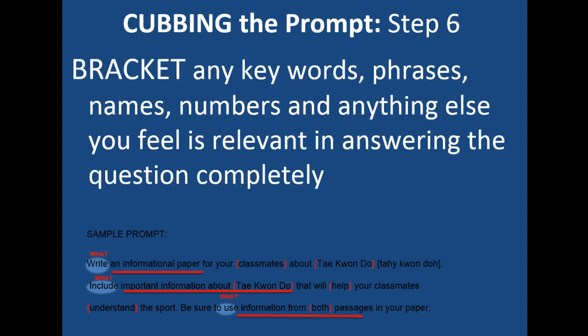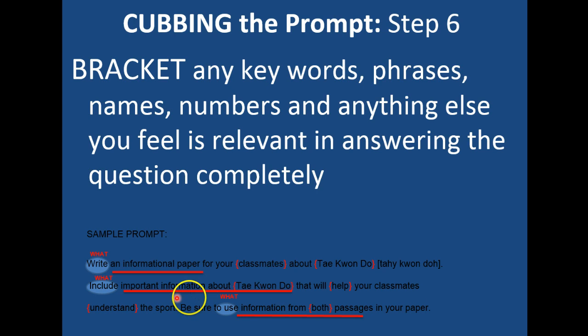Step 6 is the B part of cubbing. It means to bracket. We bracket any keywords, phrases, names, numbers, and anything else you feel is important. Let's look at our sample again. I know I need to write an informational paper right here, but for who? Classmates. This tells me the tone I need to use. I bracketed Taekwondo because this tells me the subject of my paper.